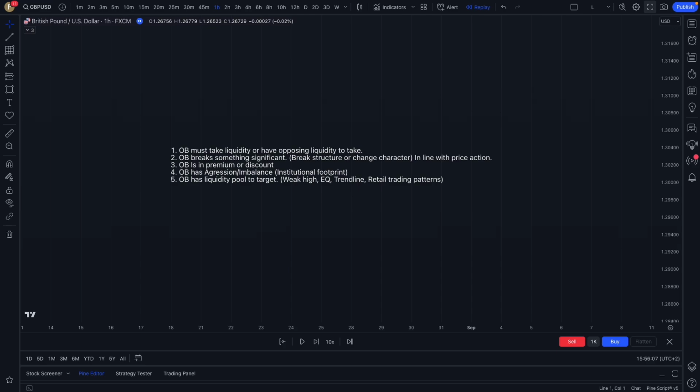The next criteria is that the order block has aggression or imbalance. This is an institutional footprint. The reason for this is that imbalance or aggression in the market shows that big orders came into the market. You want the imbalance to come straight out of the order block because this shows exactly where the BFI's orders came in. So now that we know exactly how to find institutional order blocks, I'm going to take you into a couple of live market examples of trades I actually took for you to understand completely what I mean. So let's get into it.